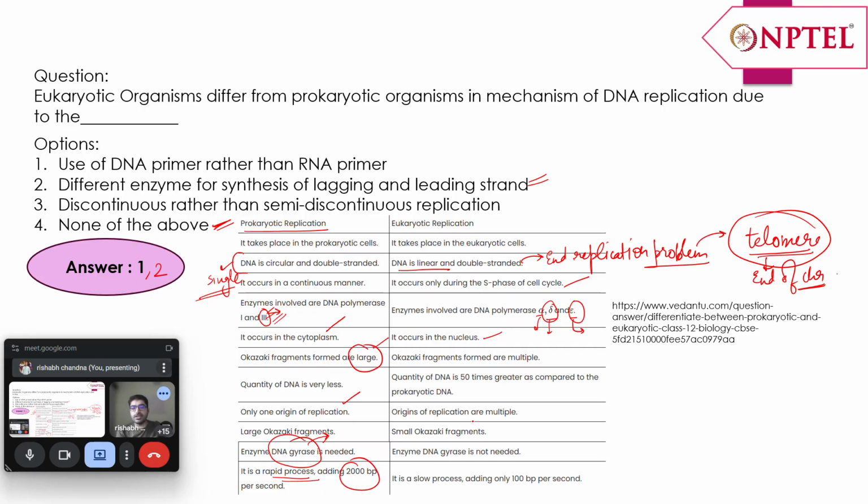Then the origins of replication are multiple, and the process in case of eukaryotes is slow. It adds up around 100 base pairs per second because of the large number of error causing polymerases, so there is less speed of the replication. If there is any doubt, you can ask.